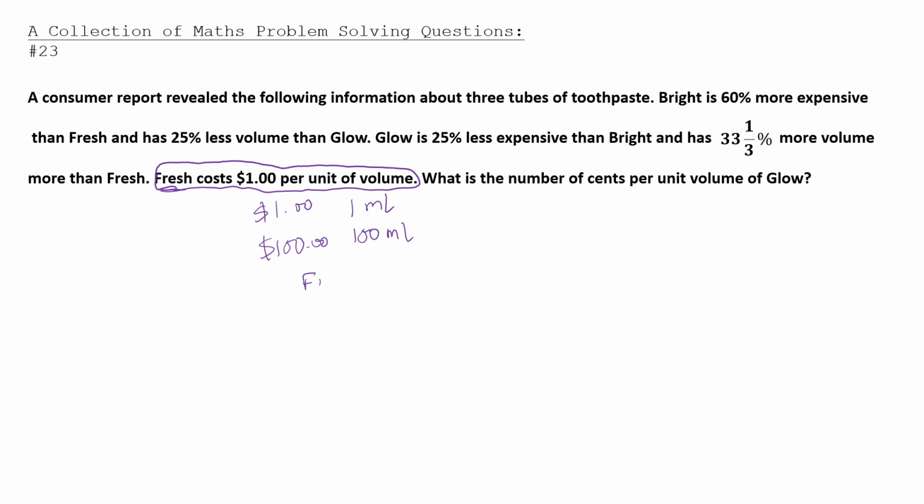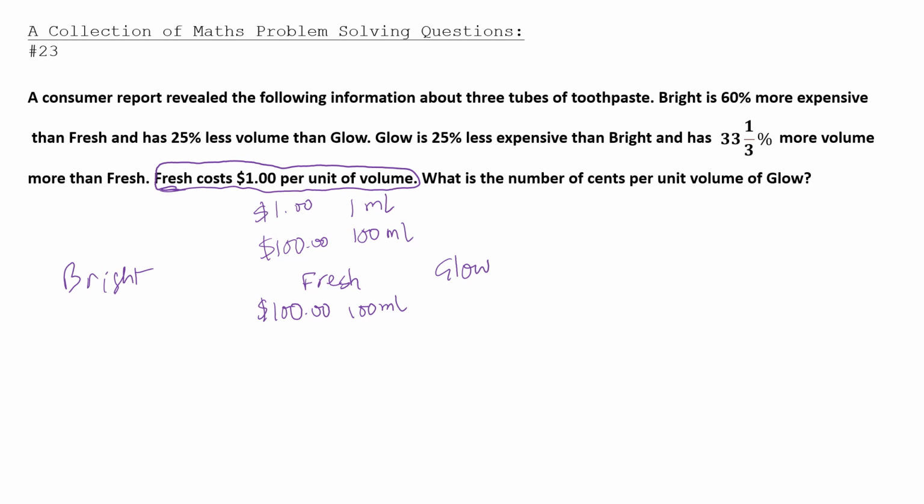I will write down here Fresh, and then on my left I will have Bright, and then I have Glow here. Now Fresh costs $100 and 100 ml. So that's Fresh.